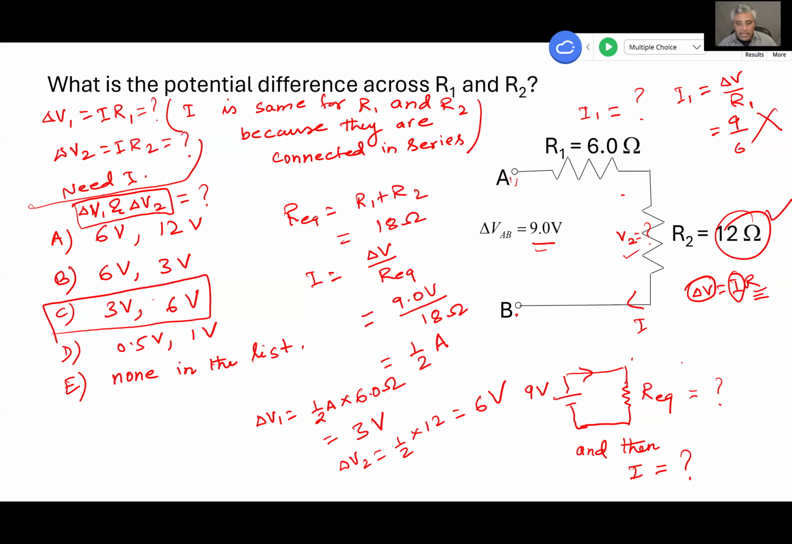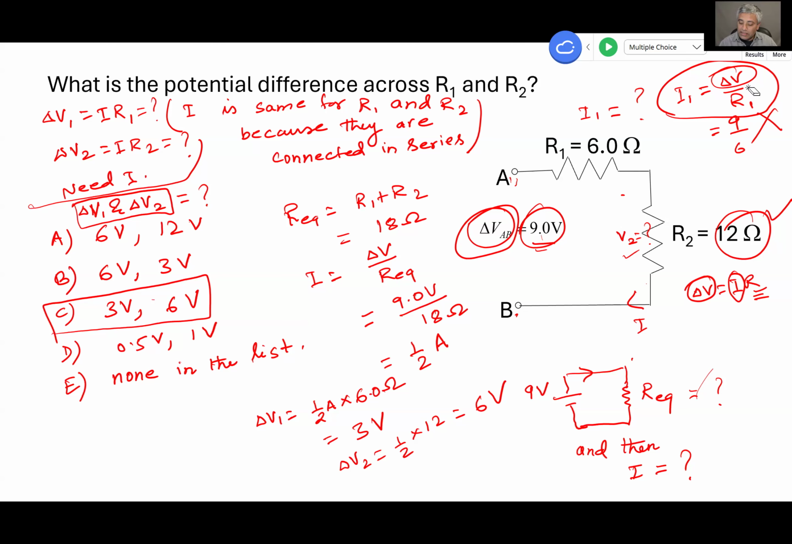Why can't you do that? Because this delta V, or sorry, this 9 volt, is not the voltage across this resistor. They are connected in series, which means the voltage across them may not be the same. They split. We know that, right? So you cannot just randomly use this equation everywhere. You need to be able to identify where you can use it and where you cannot.